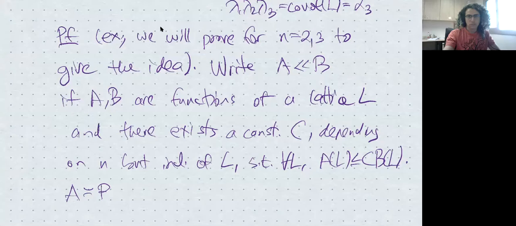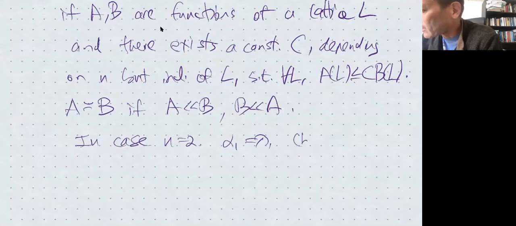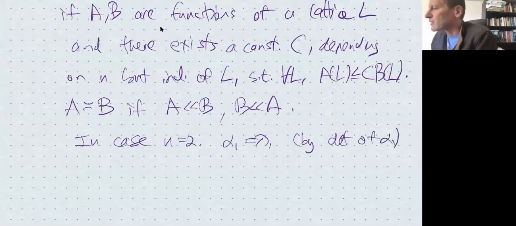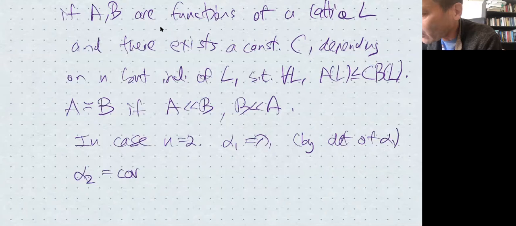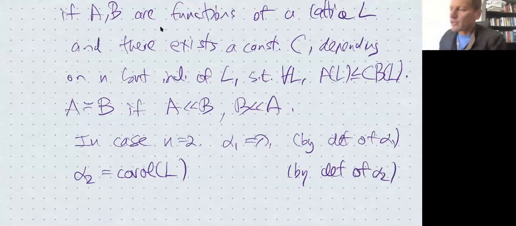Okay, let's prove case n equals 2. Alpha 1 equals lambda 1. This is, as I said, by the definition of alpha 1. They just have the same definition. Alpha 2 equals the co-volume of L. Again, this is by definition of alpha 2. You're taking an infimum over a set that only contains one number, which is the co-volume of L.